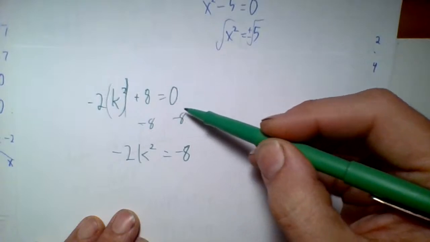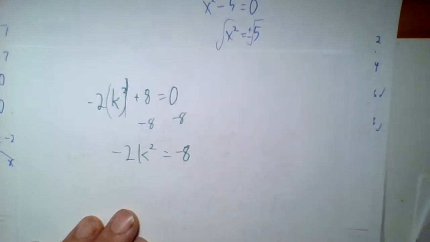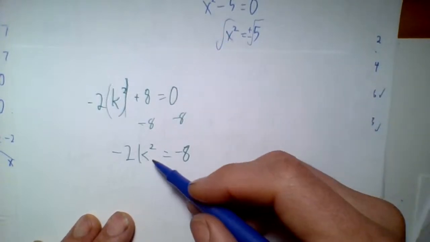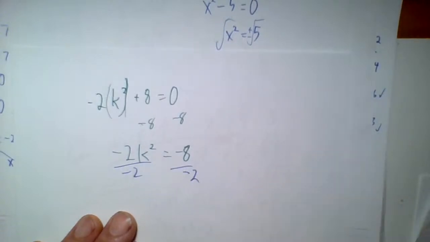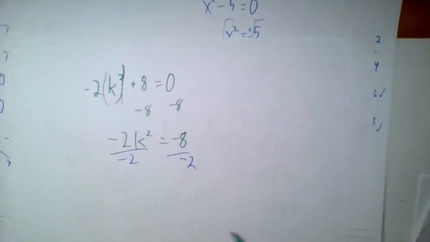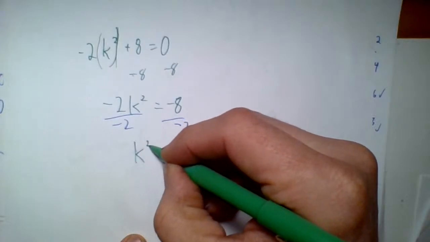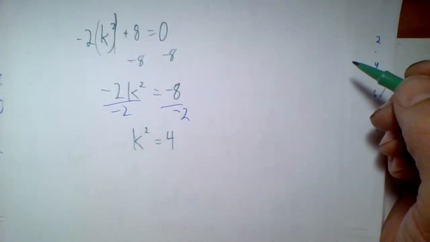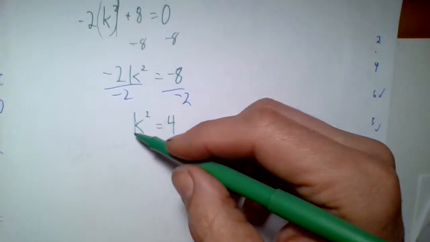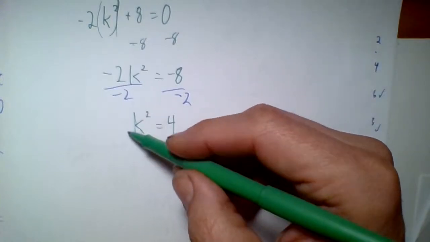I'm not using the 0 on the other side. I'm not using that property. So let's isolate the squared piece. Now I got to get rid of the -2. Division. That gets the k squared by itself. That comes out 4 on this one. That's nice. Square root property. Yeah, I'm ready to do the square root of both sides now.